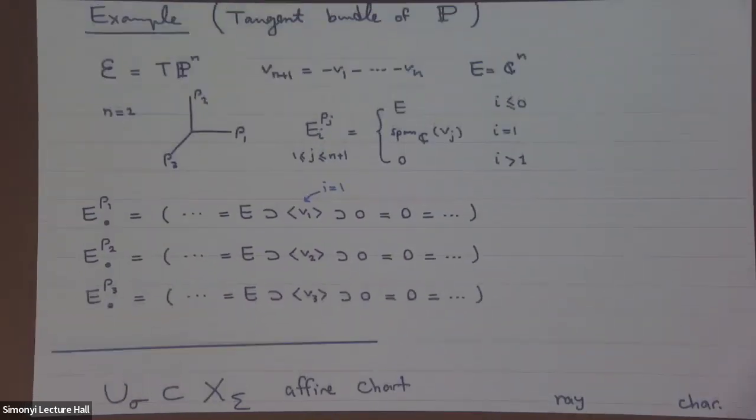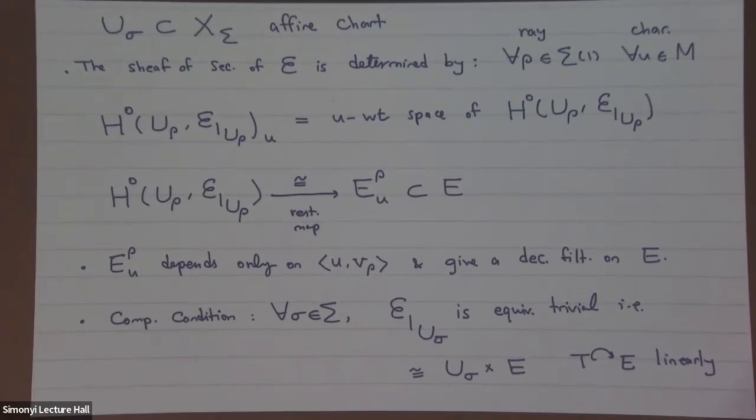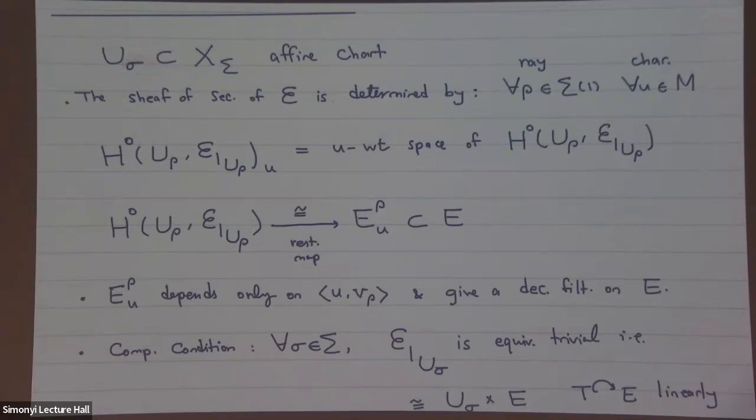Okay, so it's not a difficult computation, but basically one can arrive at this filtration data by looking at the sheaf of sections of the vector bundle. Denote by U_sigma the affine chart corresponding to a cone sigma. Because you have an open cover, by looking at the restriction of the sheaf of sections to these open charts, you can determine the whole vector bundle, or the locally trivial sheaf of T-modules.